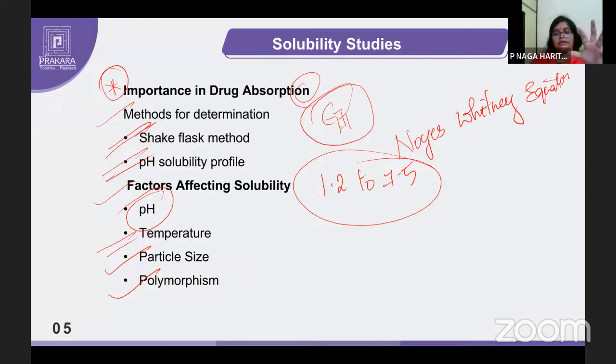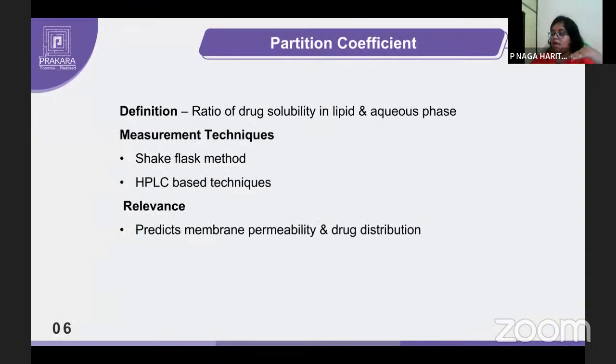So this is how you can determine the solubility in the pre-formulation stage, and also the various factors by which it is affected. Then followed by this, we have partition coefficient. It determines how well the drug can distribute between the lipid and aqueous phases, which is also important for predicting its permeability and distribution in the body. With the help of this, you can determine how well it can permeate and how well it can distribute within the body.